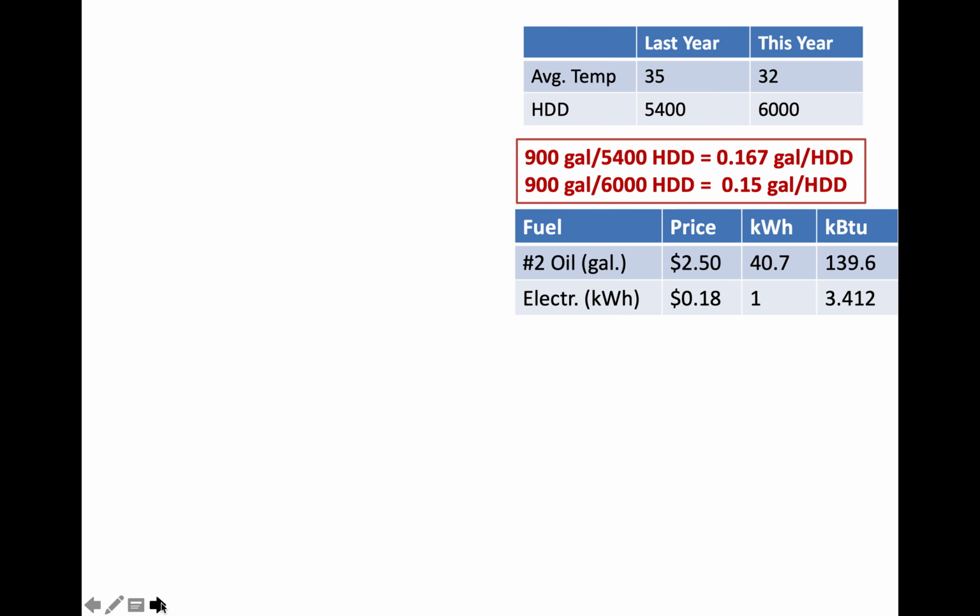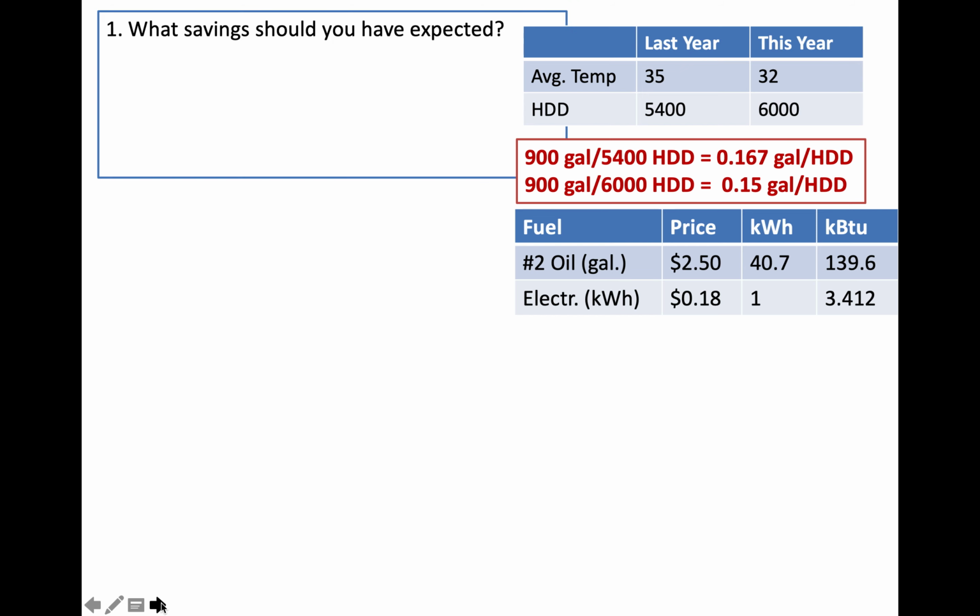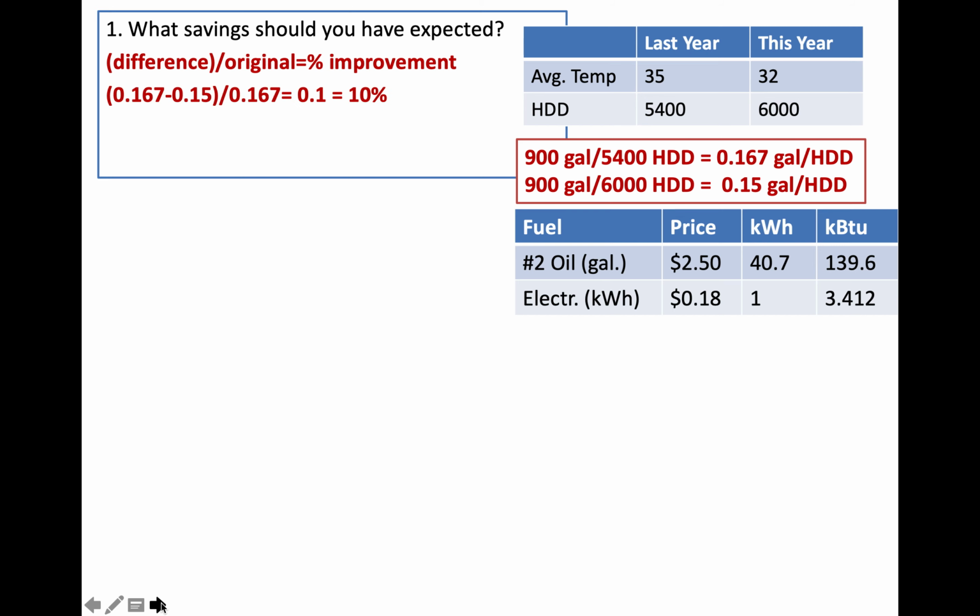900 gallons per 6,000 heating degree days in the second year is equal to 0.15 gallons per heating degree day, so less per heating degree day. So our first question was, what savings should we have expected? So for that, we're saying savings is a difference, right? So our difference is going to be the difference between year one and year two divided by the original amount, and that's going to give us our improvement.